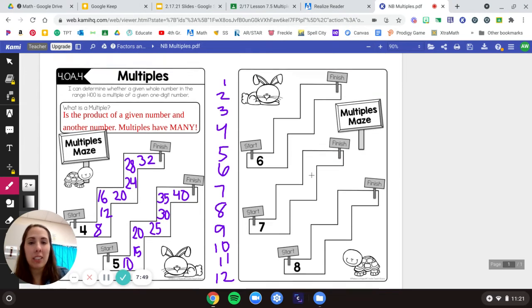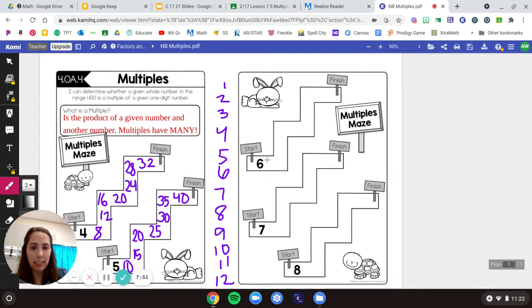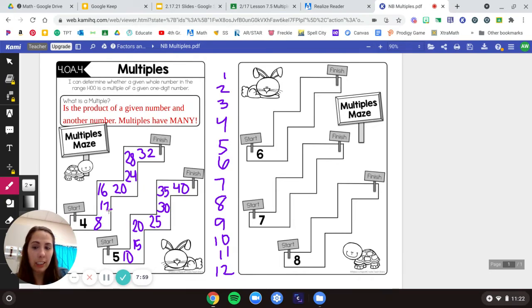All right, so for this one, for number 6, I want you to see how many multiples you can fit in here. I'm only going to go through a few. So try and just like we did so we can read it. We go through the maze. Remember, multiples have many, so we're going to have as many as we can. I want you to try 6, 7, and 8, listing all of your multiples. Go ahead and do that for me and pause the video and unpause when you're ready to check over those.